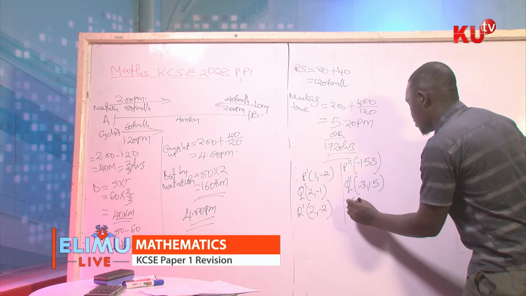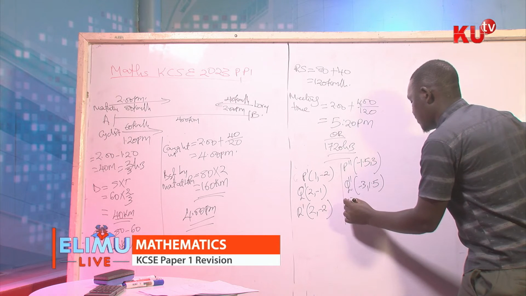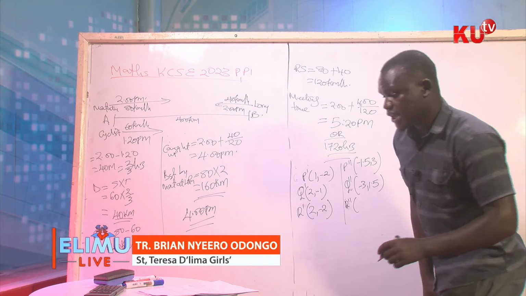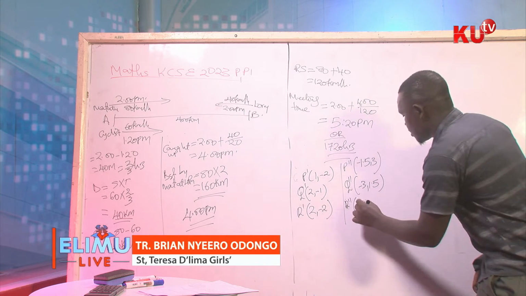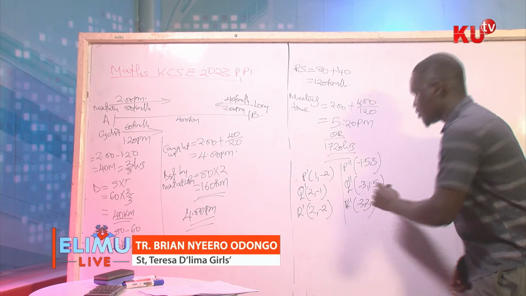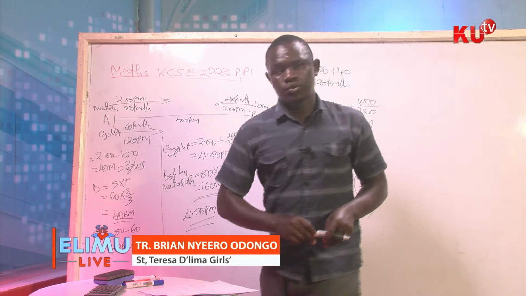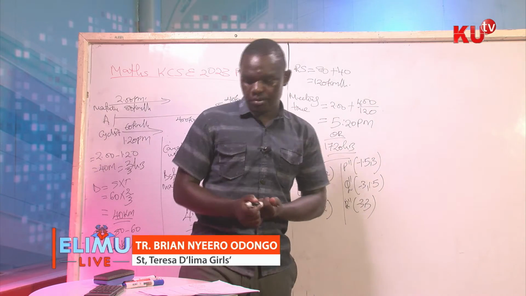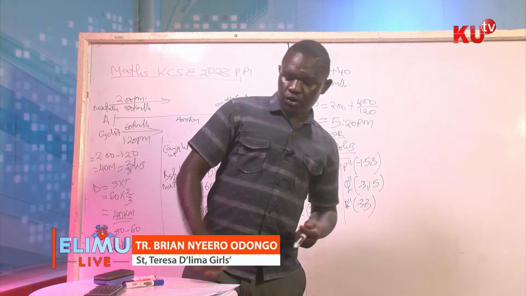R double prime, you'll be getting it as negative 3, 3. So if you do it very well, students, those are the coordinates of the double primed image.